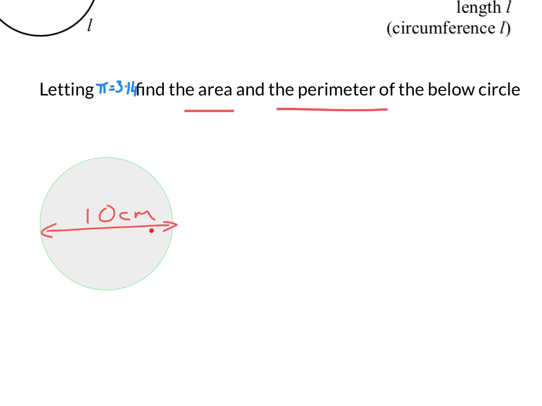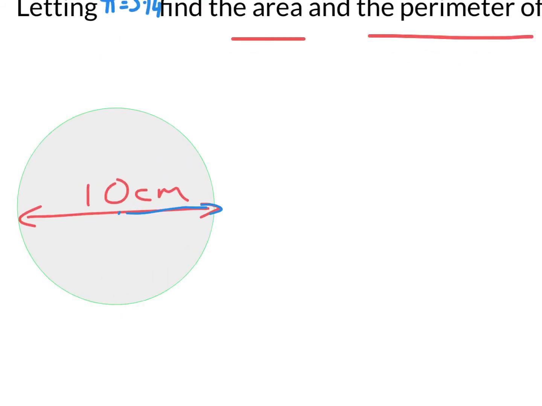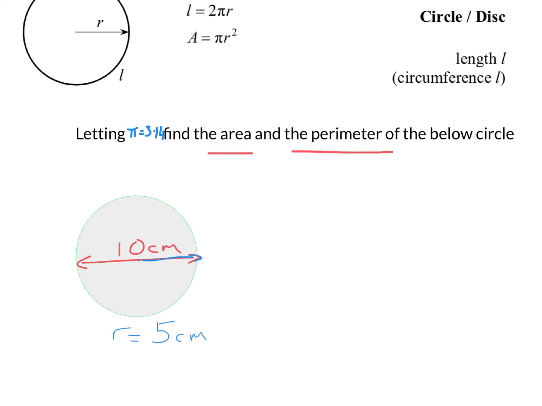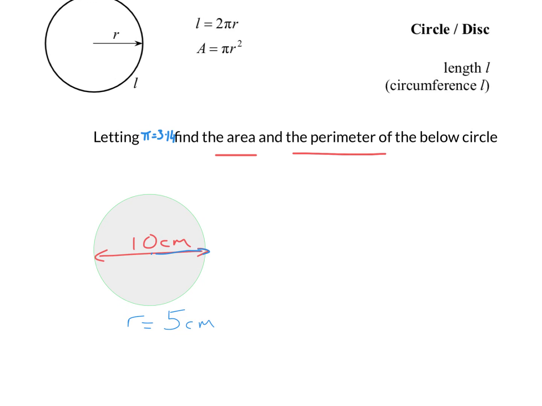So if we look at the diagram here, the first thing that jumps out at me is the fact that they haven't given us the radius, they've given us the diameter, which is the whole distance across the circle. Now the radius is the distance from the midpoint of the circle out to the side, which will be exactly half this length. So the radius here will be half of 10, or 5 centimeters. That's just important to note because we're going to have to deal with the radius if we want to find the circumference and the area.